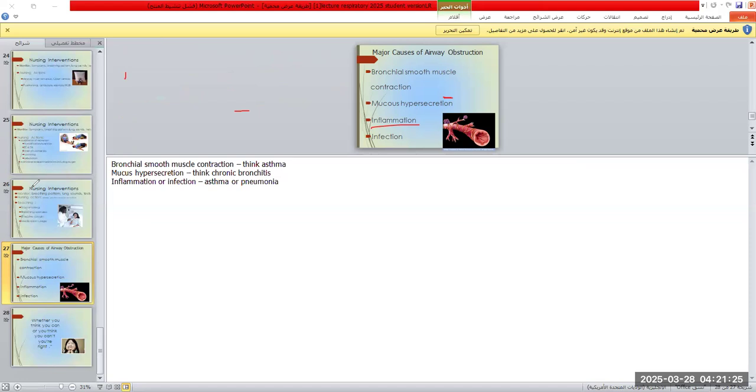And also, you know that this is a slide that comes after all the lesson. It's kind of away from the notes, but let's discuss it very fast. What are the major causes of airway obstruction? First thing is bronchial smooth muscle contraction. So if there is any disease that contracts our trachea and bronchioles, it may obstruct the airway, like asthma, as we said, and COPD.